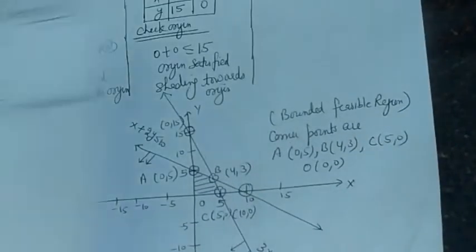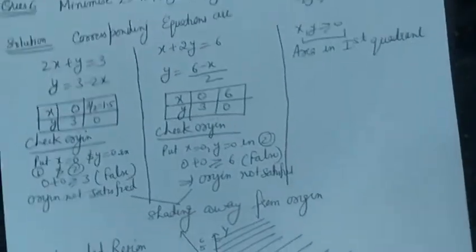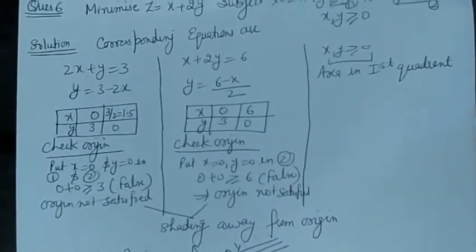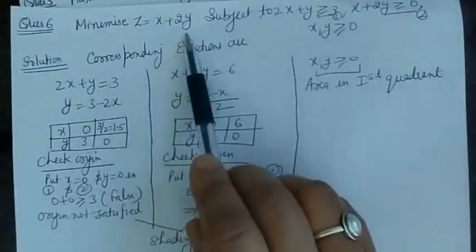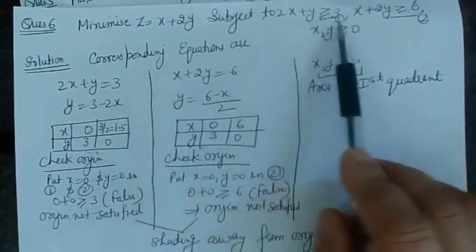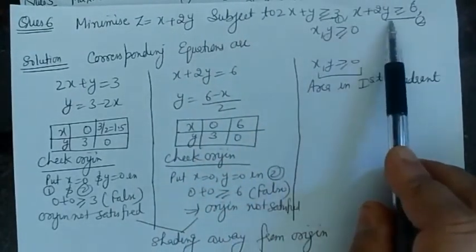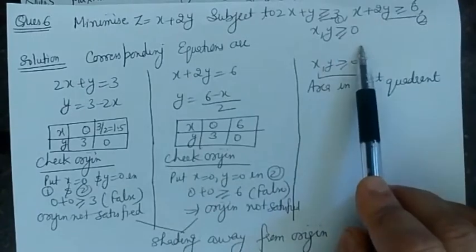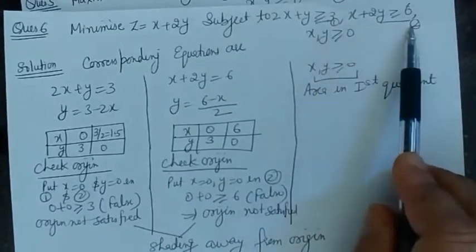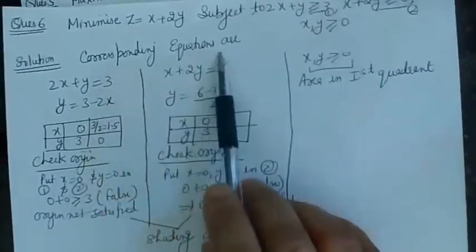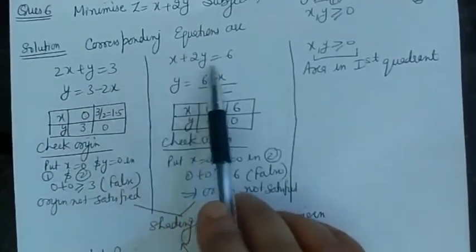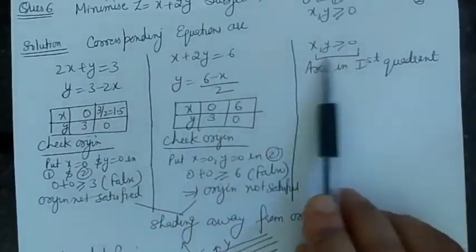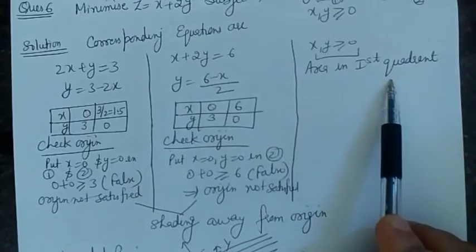So question number 6. Question number 6 is: minimize z equal to x plus 2y subject to 2x plus y greater than or equal to 3 and x plus 2y greater than or equal to 6, x, y greater than or equal to 0. This is 1, this is 2. The corresponding equations are 2x plus y equal to 3 and x plus 2y equal to 6, and this gives an area lying in the first quadrant.